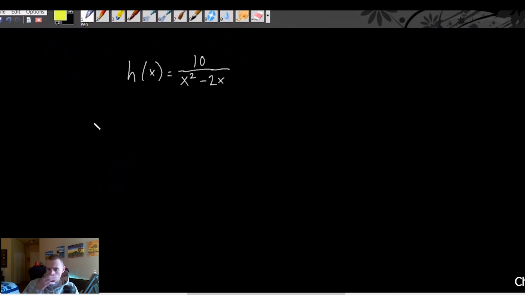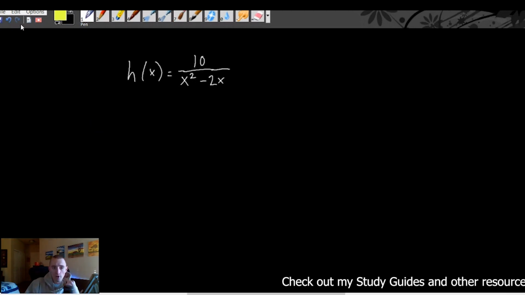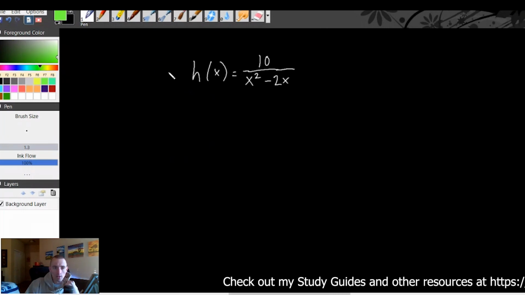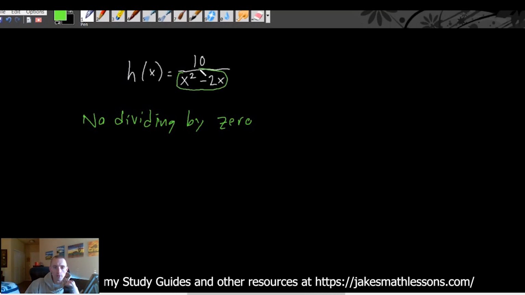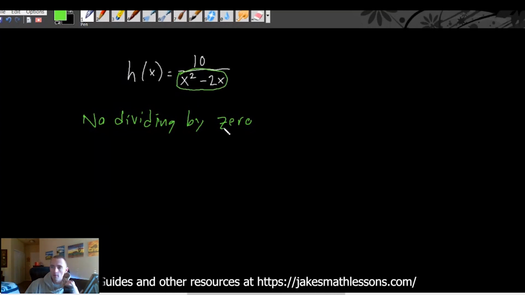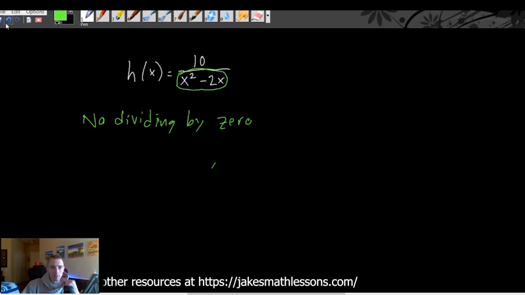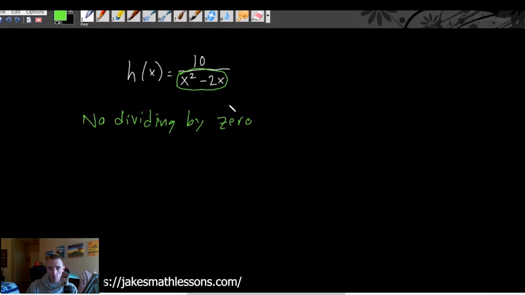First thing you want to do is think about the three main limiting factors of the domain of a function. We can never divide by zero. In this case, we actually have a fraction, so we know that we need to be careful about that. We need to make sure that this denominator is not zero, because if the bottom of your fraction is zero, that means you're dividing by zero at some point.